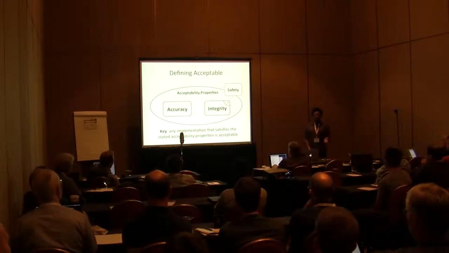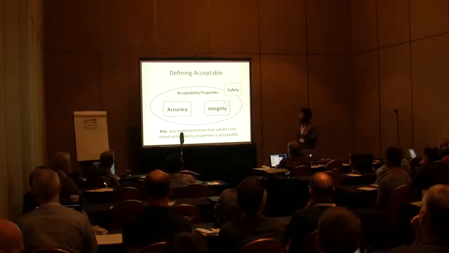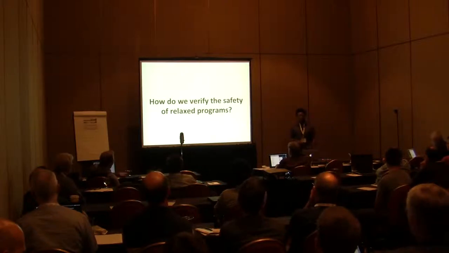But we also have safety properties, which you normally think of, things like pointer safety, no division by zeros, what have you, these types of things. And the question I want to talk about today is how do we verify the safety properties for these programs?